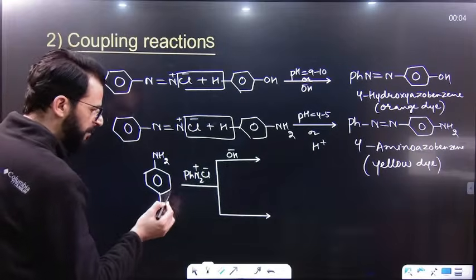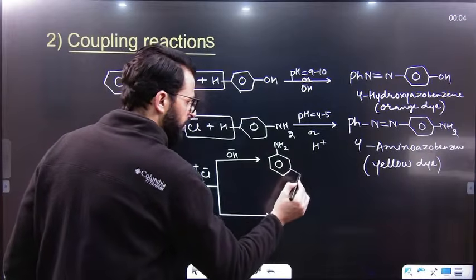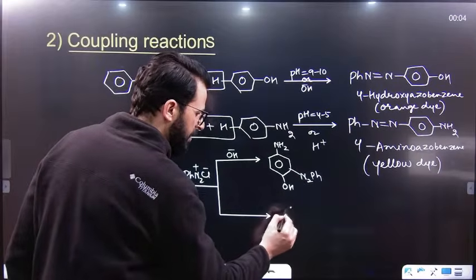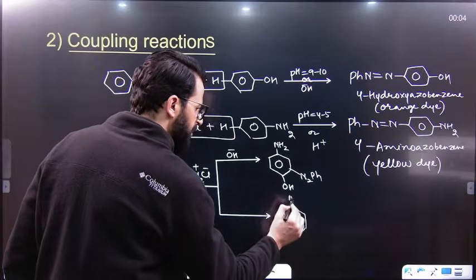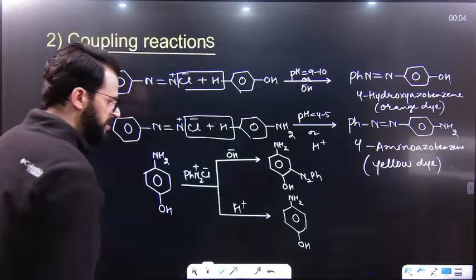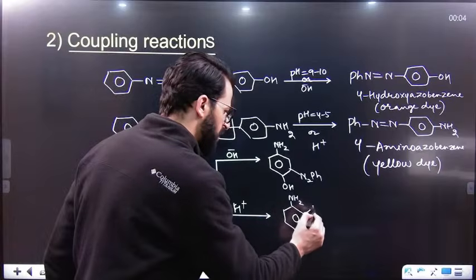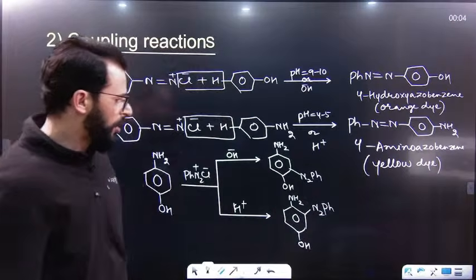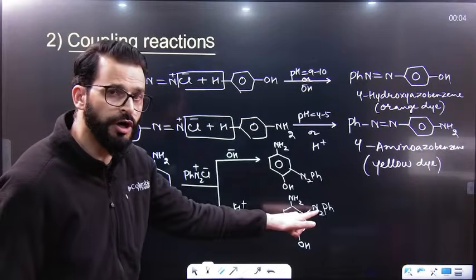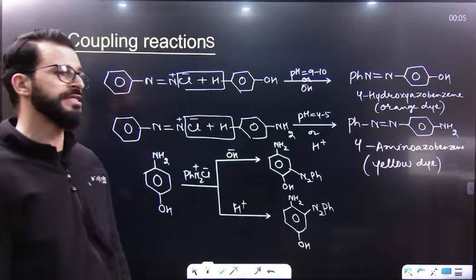Now, reaction will take place at ortho position of the phenol in basic medium. That's why product will be like this. Ortho position with respect to phenol, N2Ph will come. And here, in acidic medium, reaction should take place para with respect to NH2. Para with respect to NH2 is blocked. That's why reaction takes place at ortho to NH2. Now, N2Ph goes to ortho with respect to OH, here it goes to ortho with respect to NH2. That depends on medium, whether it is basic medium or acidic medium.